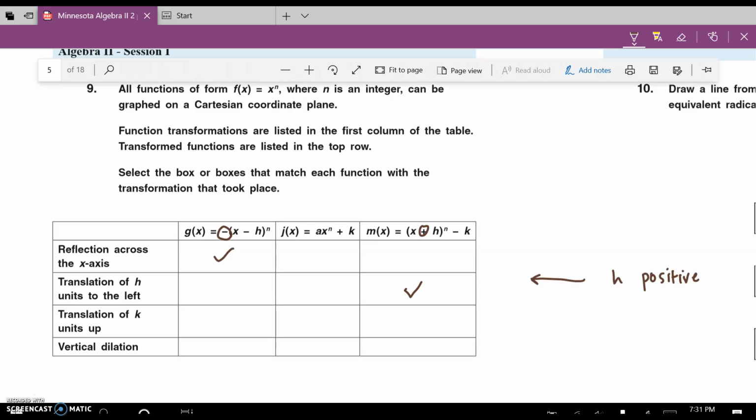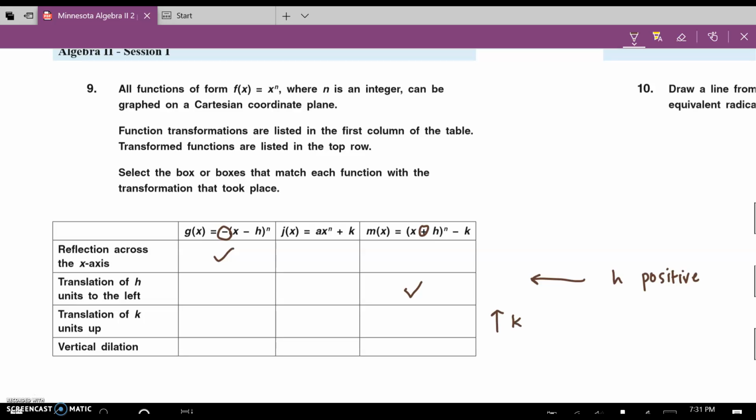Okay. The next one says a translation of k units up. The k is actually what we think it is, so k is going to be positive. So over here, k is negative, here k is positive, so it's going to be this one. And then a vertical dilation. Dilation is the same thing as a stretch or a shrink, okay? So since there is an a here and there's not an a anywhere else, it's going to be this one. It's going to be j of x.